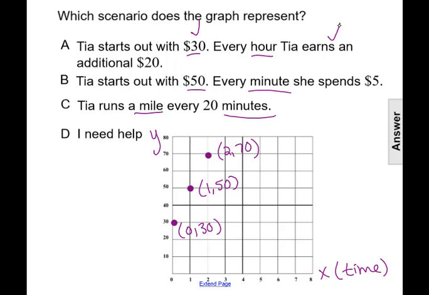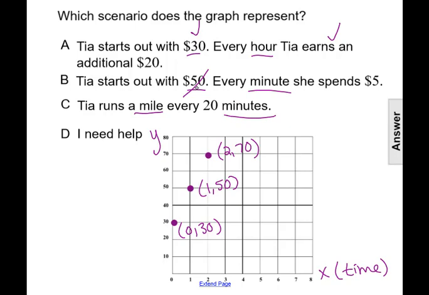Let's look at the other two scenarios, though, and just make sure that they don't work. So in B, it says Tia starts out with $50. We've already established at time 0, at the beginning, that this graph is showing a data point of 0, 30, not 0, 50. So right away, scenario B doesn't make any sense.